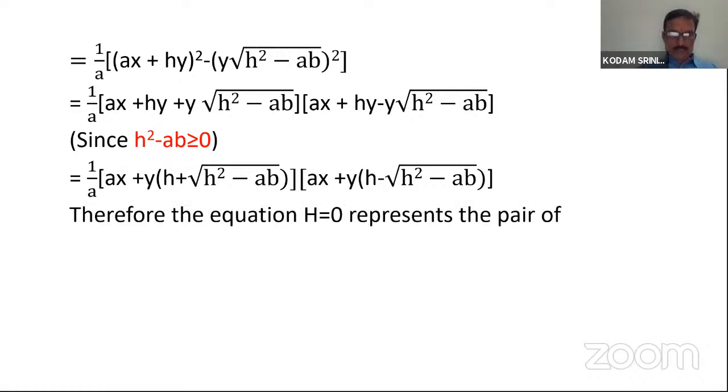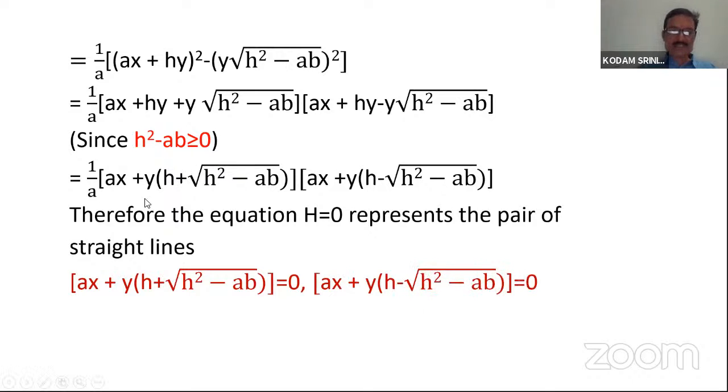So therefore, here on the left hand side we have ax square plus 2hxy plus by square equal to 0. Comparing on both sides, these two equations are in terms of x and y only. Therefore this equation represents a pair of straight lines. So what are those two equations? ax plus y into h plus under root of h square minus ab equal to 0, and ax plus y into h minus under root of h square minus ab equal to 0. These two are in terms of x and y only. Clearly they are passing through the origin.